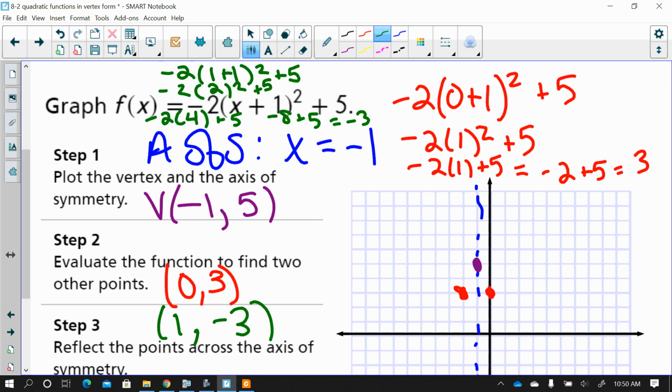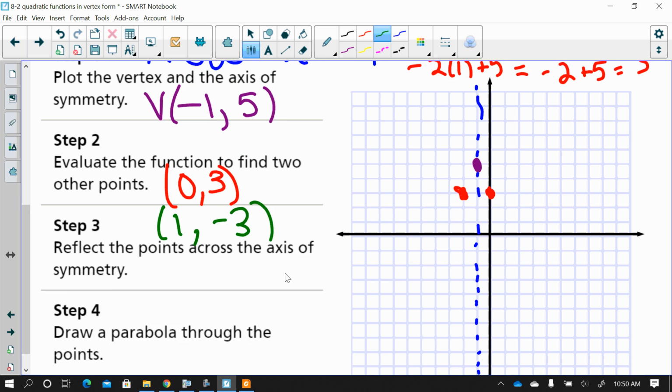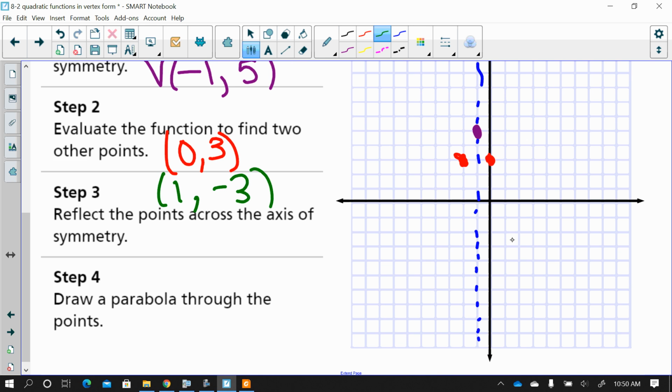So let's go ahead and plot 1, -3. Okay, 1, -3, right here. And again, I'm reflecting it across my axis of symmetry. Notice it's 2 spaces away from the blue, so I'm going to go 2 spaces on this side. I now have enough, I can actually see my parabola. So all you do next is connect the dots. And there is our parabola.